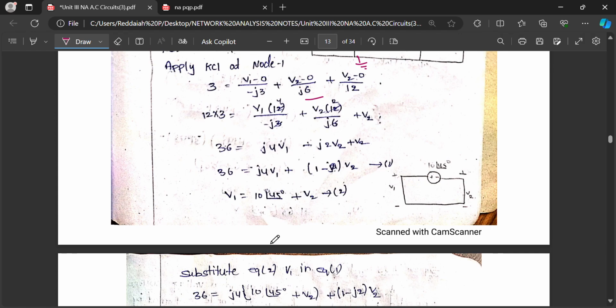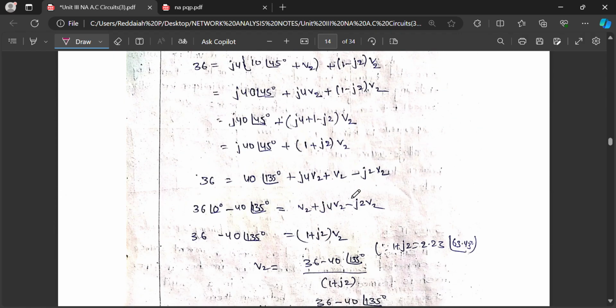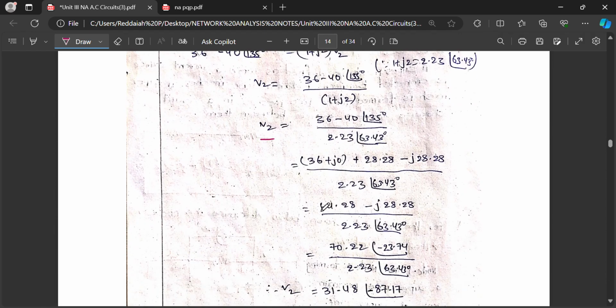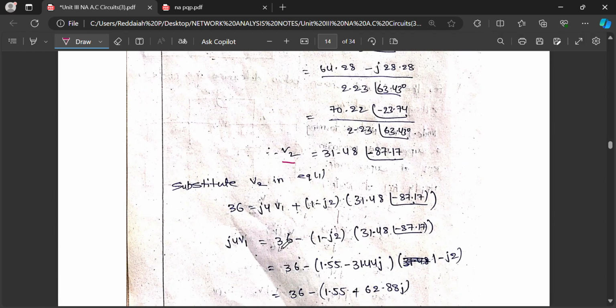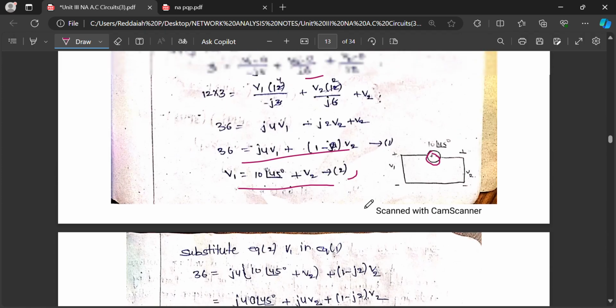Now solve this. In terms of V1 and V2, make it equation 1. From the ideal voltage source, V1 equals 10 at an angle of 45 degrees plus V2. Make it equation number 2. Substitute equation 2 in equation 1 and you will get V2. Substitute V2 in equation 1 and you will get V1. Now with the node voltages we can calculate the currents.